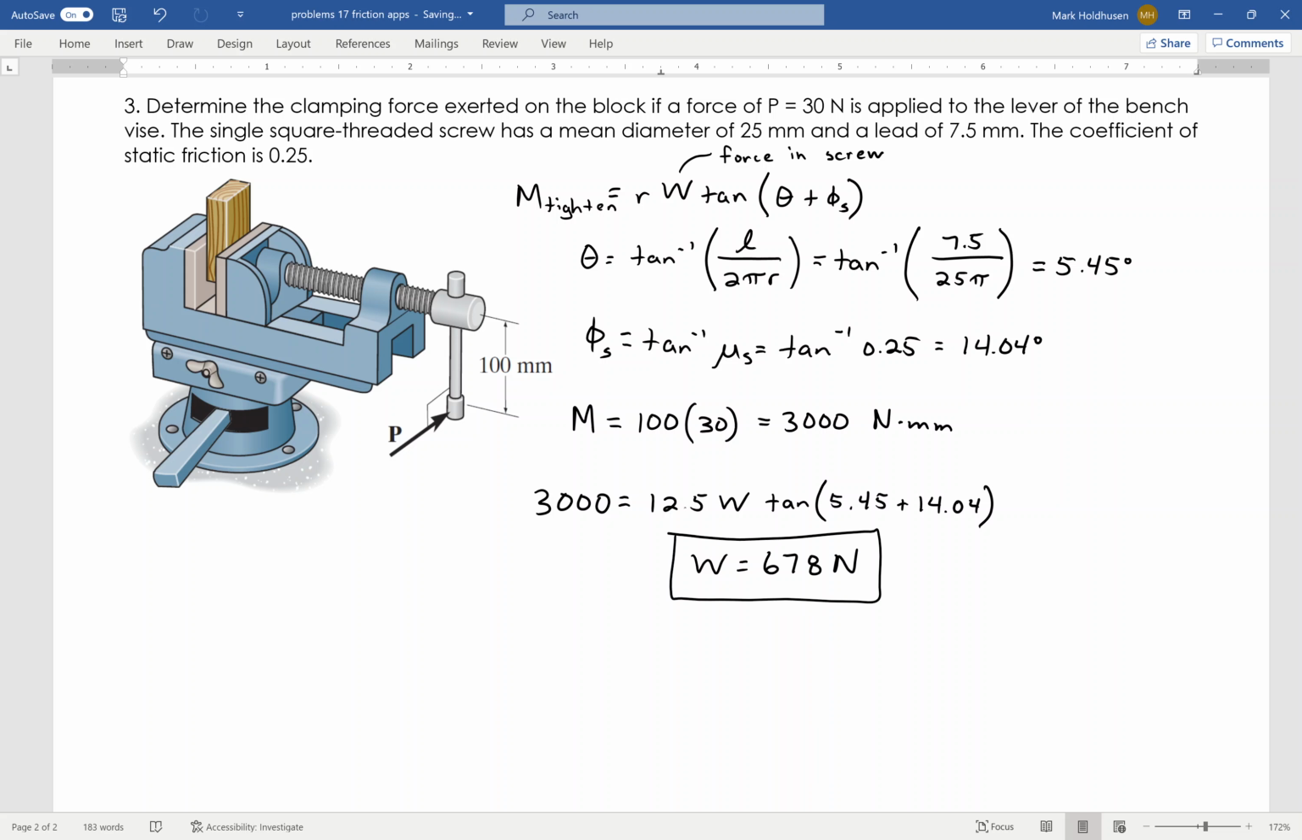So mechanical advantage on this one is great. I've only applied 30 newtons of force, and I get out 680 newtons of clamping force. So large mechanical advantage. Again, W is the force through the screw. For tightening it down or lifting it, working against the load, you add the two angles together that you find there, and then solve the equation, which is not a difficult equation once you know how to set it up for the process that you're in fact looking at.